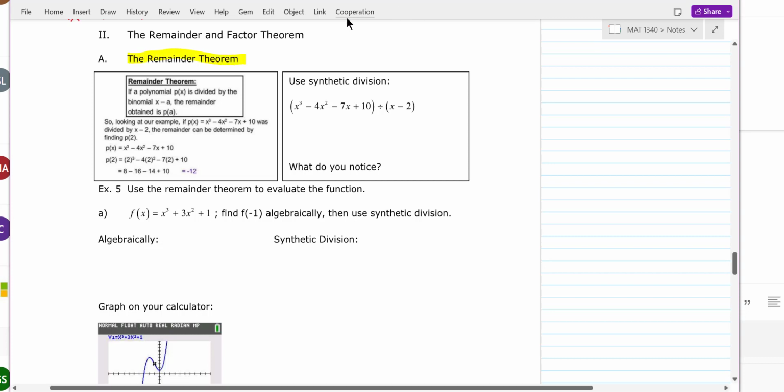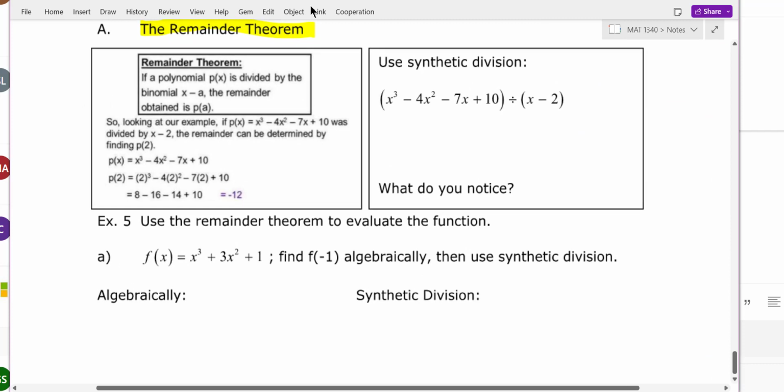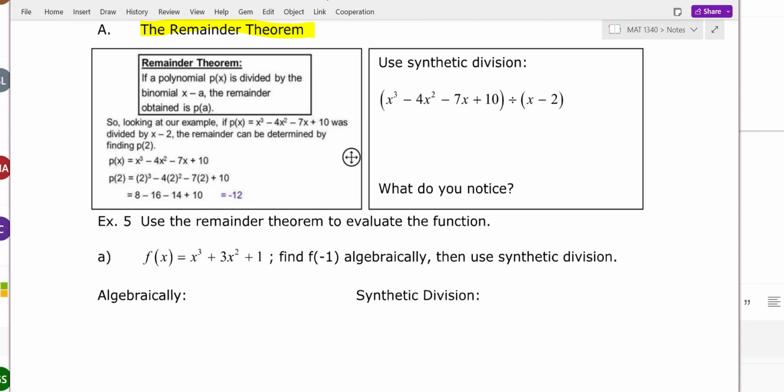And the remainder theorem basically just says if you divide a polynomial by some binomial, like you do a synthetic division, whatever the remainder is gives you the same thing as the function value. So I'm going to show this example right here to give you an idea of what I mean by that. So to begin with, let's say you had this polynomial function right there.